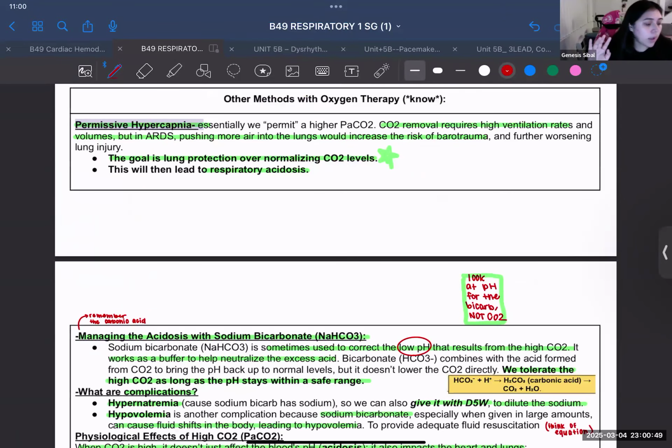Okay, so this is what I was talking about with the ARDS. So for permissive hypercapnia, basically we allow the CO2 to be higher, right? Because again, CO2 removal requires high ventilation rates and volumes, right? So whenever we're looking at the chart where you're talking about changing the vent settings, right? For CO2, the answer for that one was, if, let's say, our CO2 was very high, that means we're retaining all that CO2, so then you can increase the respiratory rate on the vent, right? So then they can breathe that all out.